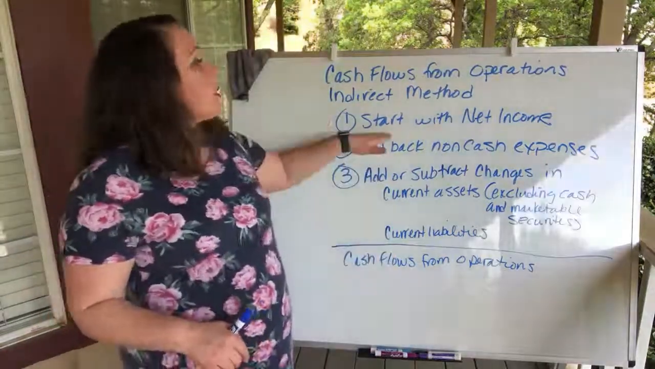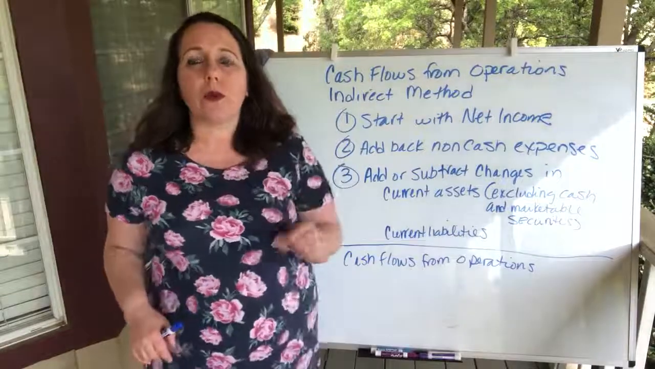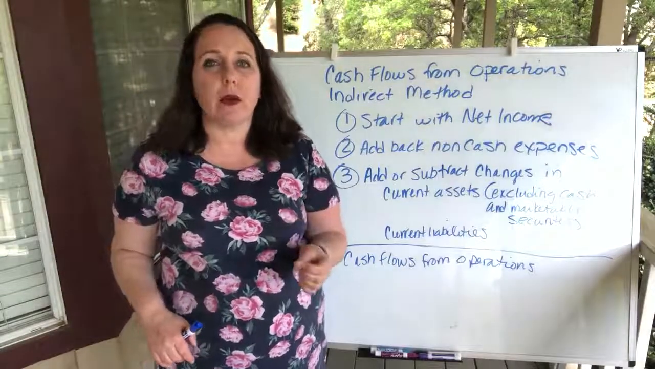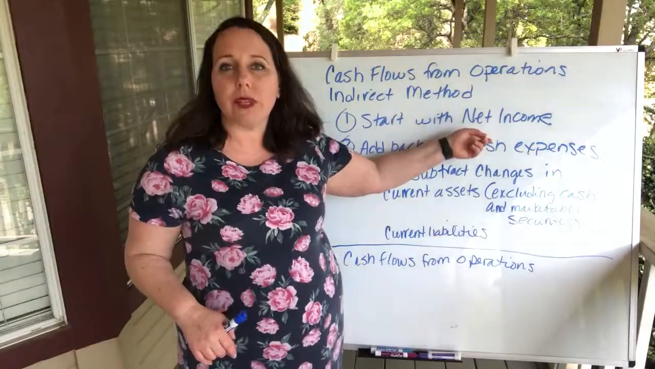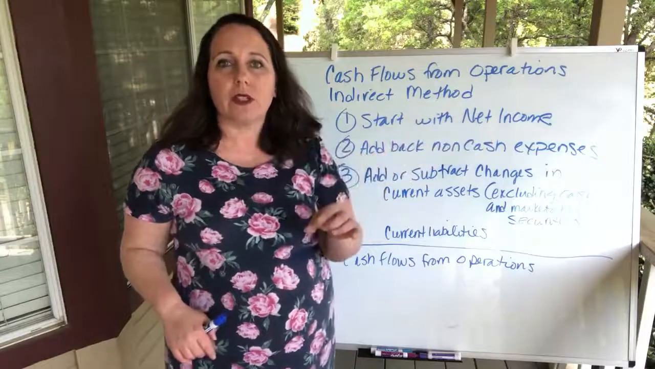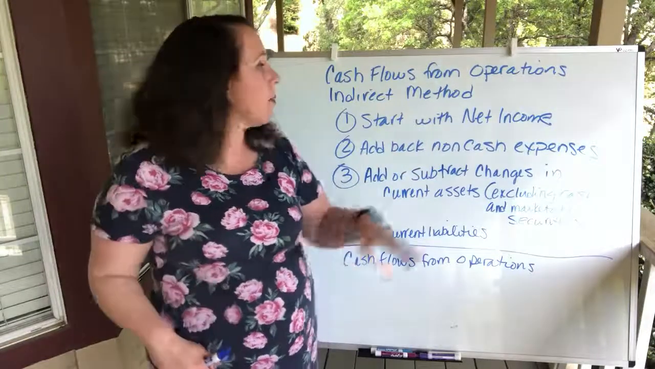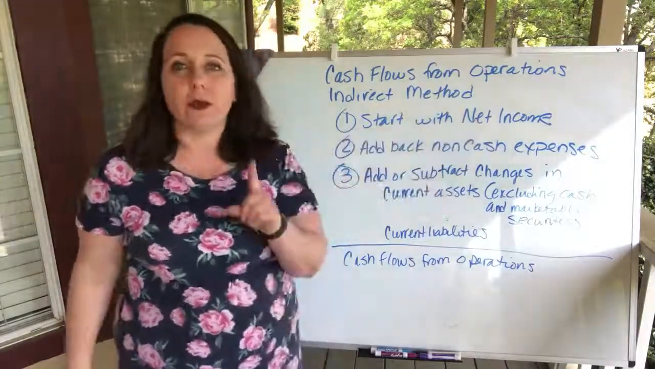All right, so we're going to start with net income. We always start with our accrual basis net income. Where do we get that? We pull it right off the income statement. We go to the current year's income statement, grab our net income number. That's where we start. It's always number one.